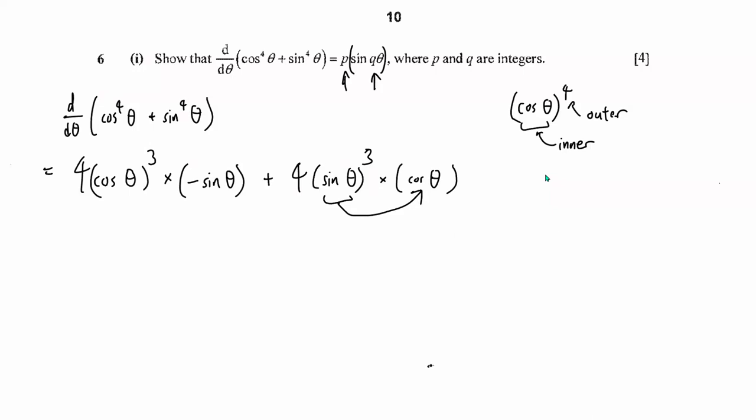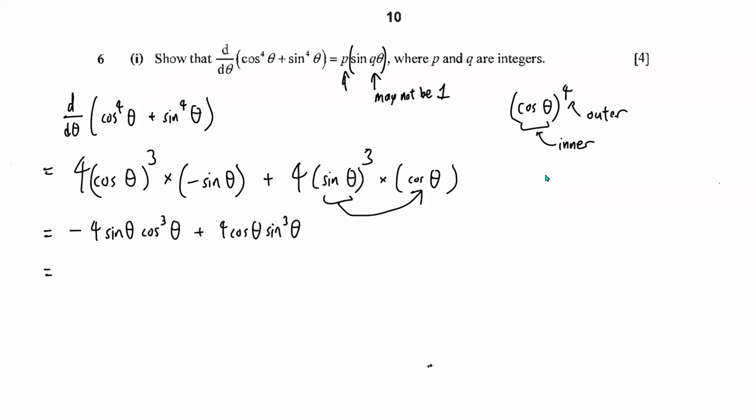They want P times sine of something theta. Also, the coefficient here, Q, may not be 1. Most likely it's not 1. Also, it's not sine theta anymore, it's sine 2 theta, double angle identity, or sine 3 theta, that kind of thing. Right? So let's just simplify this a bit. I like to write it as minus 4 sine theta cos cube theta, plus 4 cos theta times sine cube theta.